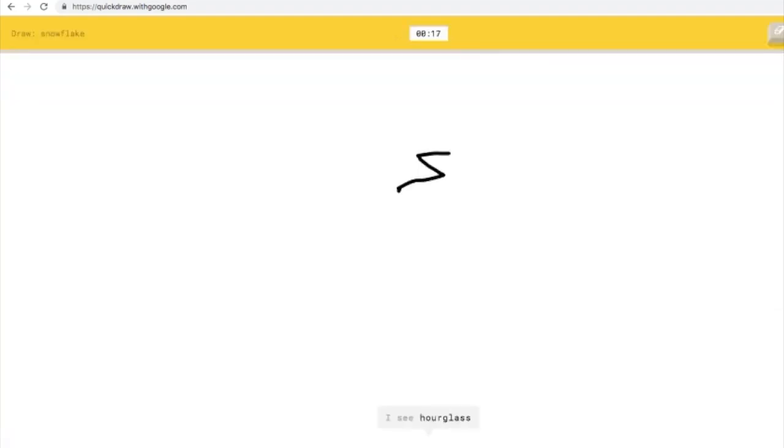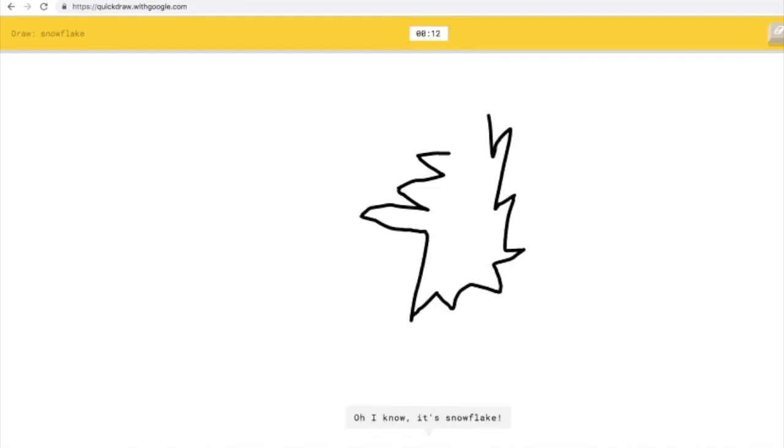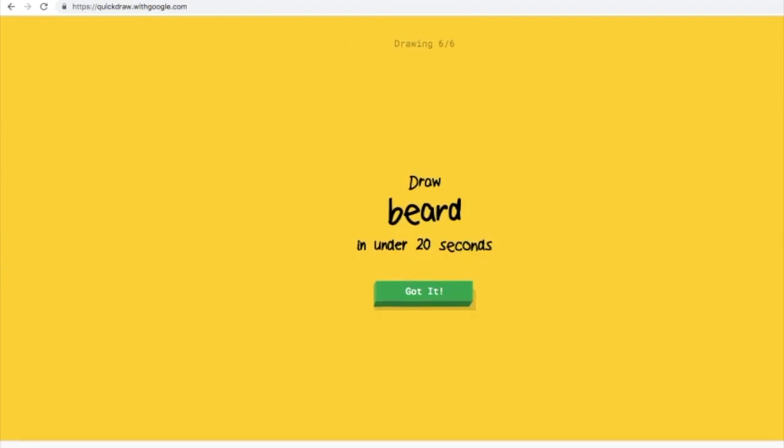I see hourglass, or zigzag. I see tree, or lightning, or no, palm tree. I know. It's snowflake. Oh, I got that one. Oh, wow. The next one they want me to draw is bread, and that's pretty simple.